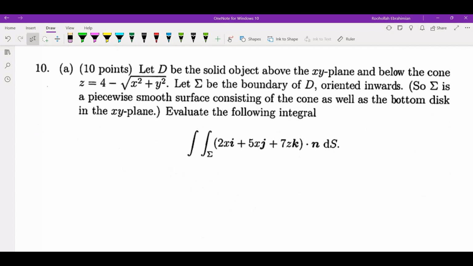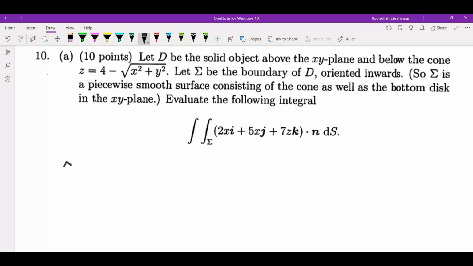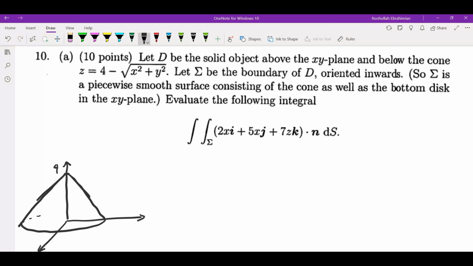Okay, last problem. Let D be the solid object above the xy plane and below this cone. So we'll draw the solid region. We have 4 minus root x squared minus y squared. Solid region above the xy plane and below this cone. So it's this region. Let sigma be the boundary of this solid oriented inward. So it's like this. Orientation is inward.